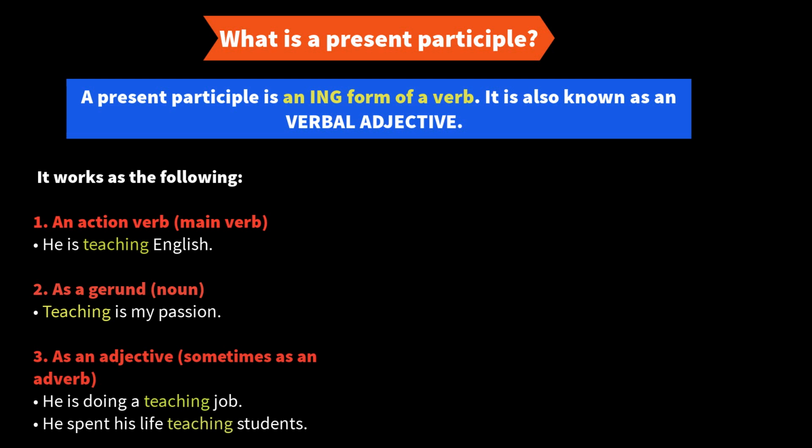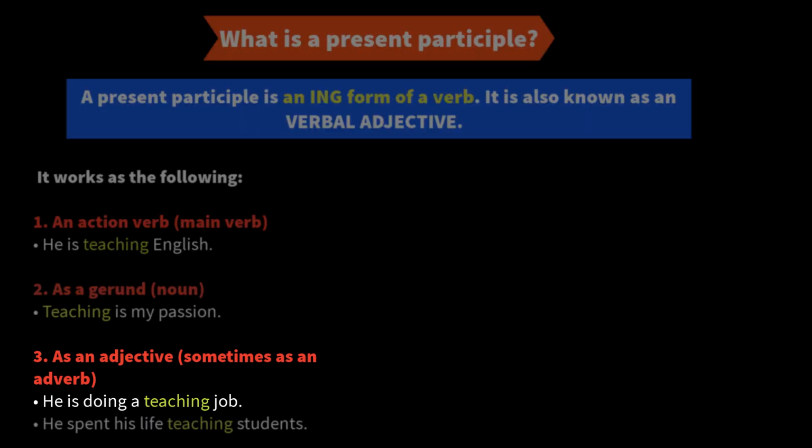Next example. He is doing a teaching job. Here, teaching is working as an adjective, modifying the noun job. What kind of a job he's doing? He's doing a teaching job. Right? So teaching is working as an adjective here, modifying the noun job.